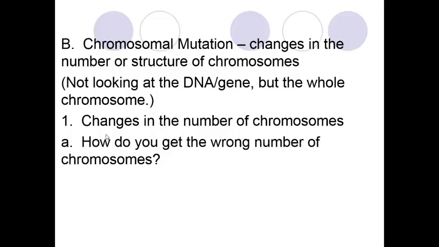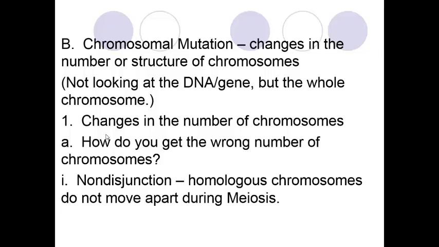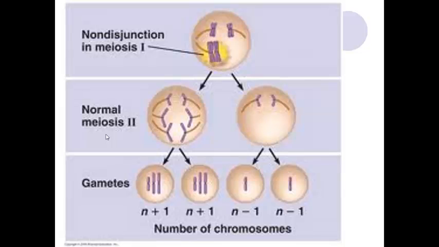And how does that happen? How do you get the wrong number of chromosomes? The way this works is by non-disjunction, and I'll show a picture here in a second. During meiosis, your homologous chromosomes are supposed to line up side by side. One gets pulled to the left, one gets pulled to the right. But in non-disjunction, they don't move away from each other. They stay linked, or they stay connected.